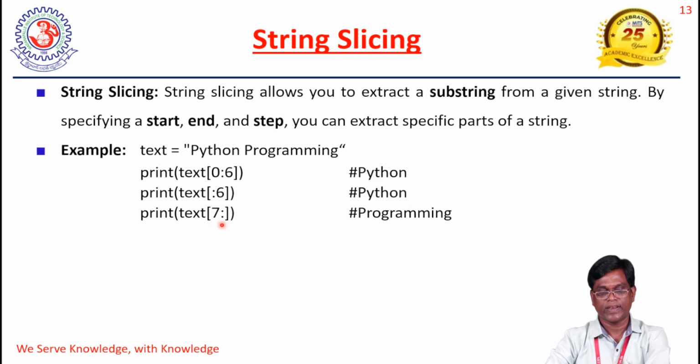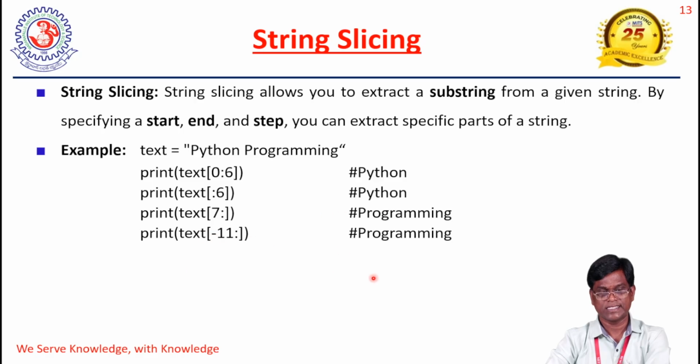And see this another example, text of 7 colon. Here I gave the starting index but omitted the ending index. So it will consider the starting index as the 7th position, and as we ignored the ending index, it will go up to the last character in the given string. At index position 7, the character available is P, and it will go up to the last character G, so it is going to display programming completely.